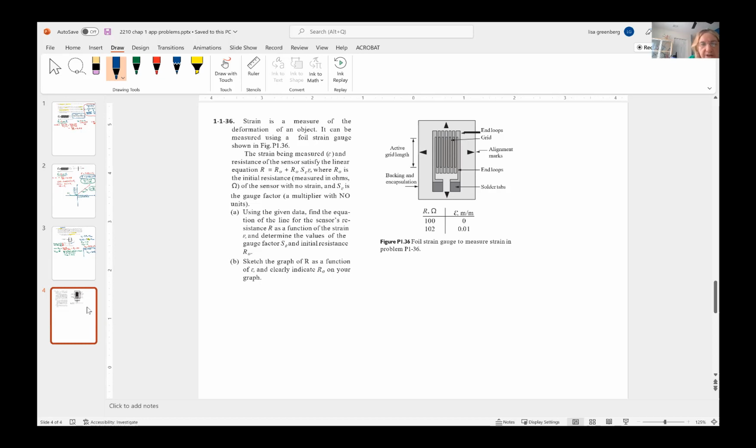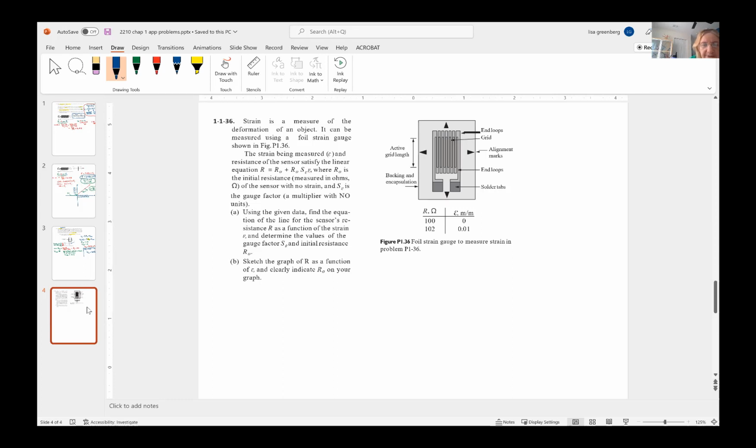Let's read it. Strain is a measure of the deformation of an object. It can be measured using a foil strain gauge shown in figure P1.36. So that is a foil strain gauge. Okay. Do we care anything about it? Not really, unless we're being told to build one. But we're given that this is what we have, and this is some data underneath it that goes with it.